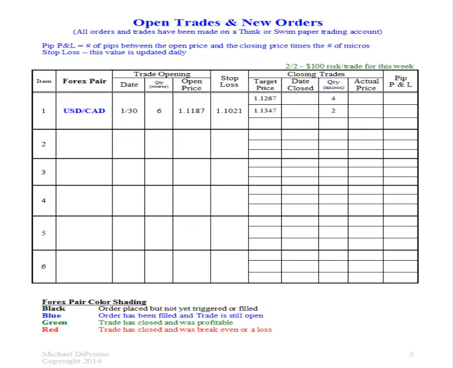Here's our monthly trade analysis chart. For open trades, the US Canadian dollar trade remains open, and we're long 6 micros at 1.1187. Target number 1 is 1.1267, and our stop loss remains at 1.1021. No new orders were placed today.